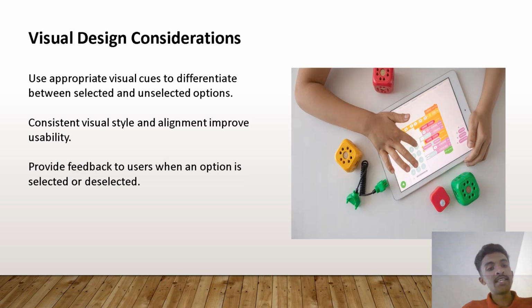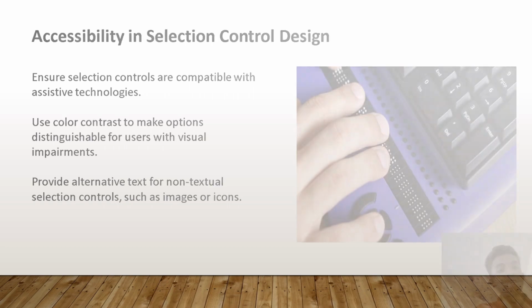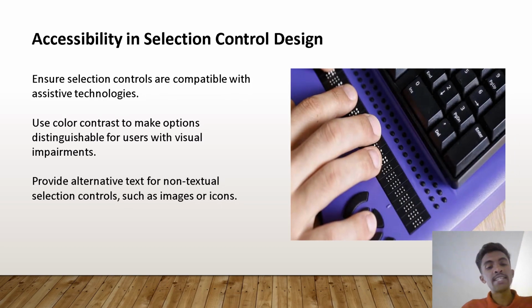And let's see accessibility in selection control design. It will ensure selection controls are compatible with assistive technologies. Use color contrast to make options distinguishable for users with visual impairments. Provide alternative text for non-textual selection controls such as images or icons.